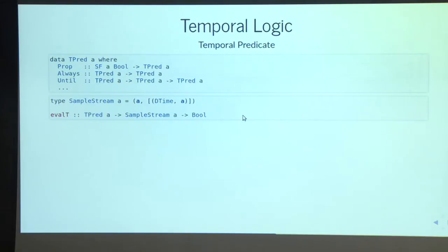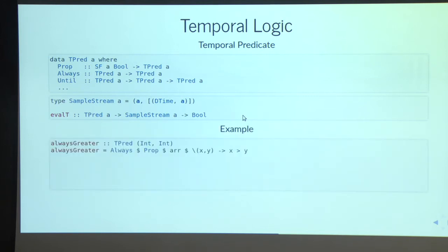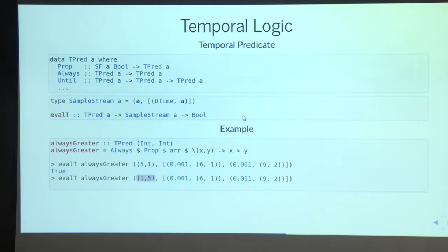And then we have a way of evaluating these predicates, which we just give a bunch of inputs and the times when they occurred, and we give a temporal predicate, and it tells us true or false. For instance, for something like this, it says we have a tuple, the first component is greater than the second. Is this true? And the answer is, for this stream, yes. For that stream, no, because the first component violates the property that you're trying to test.